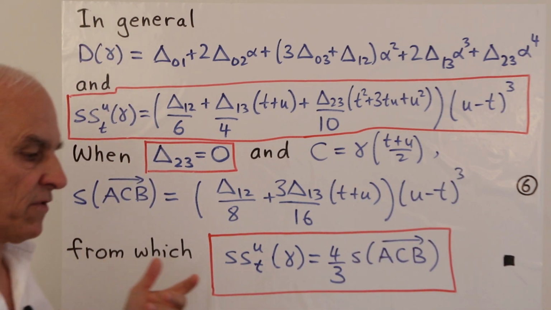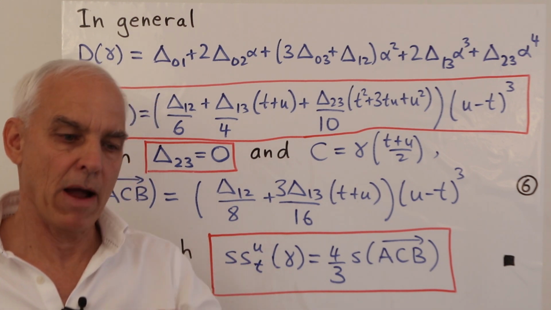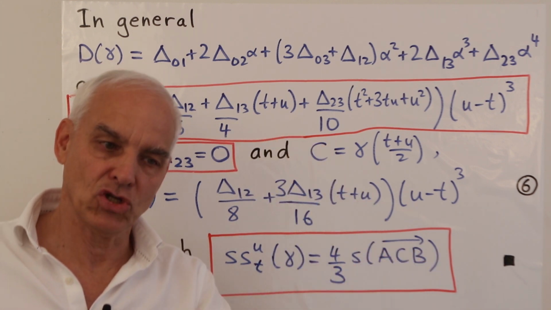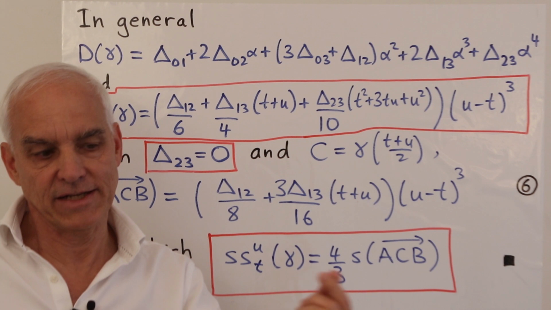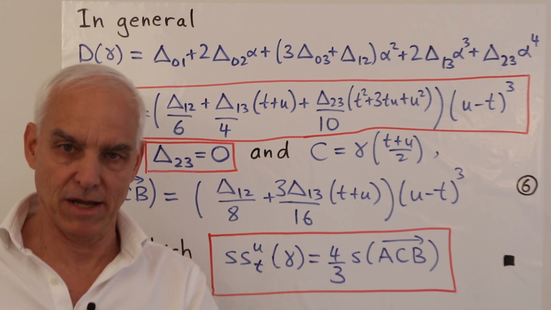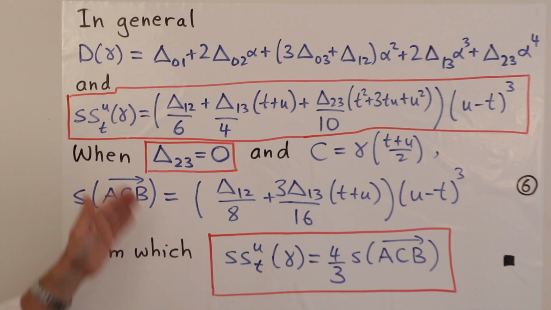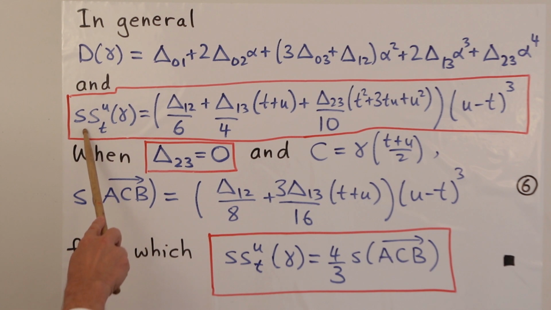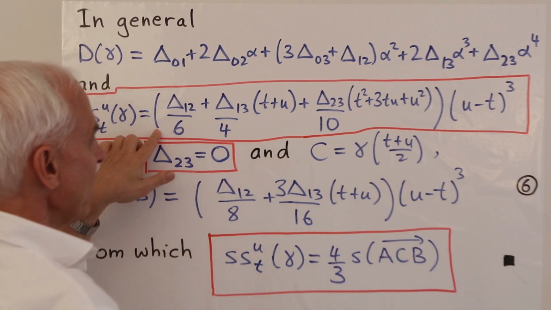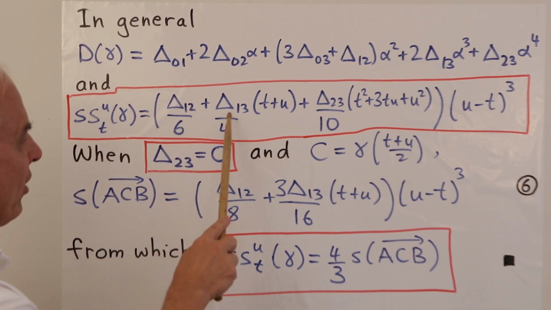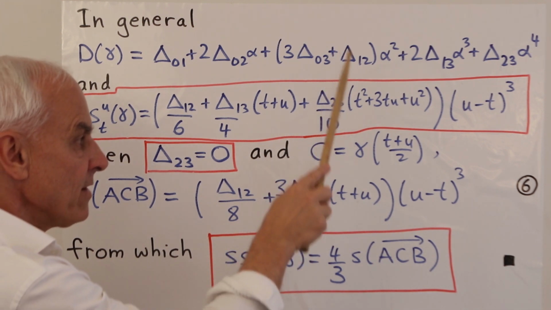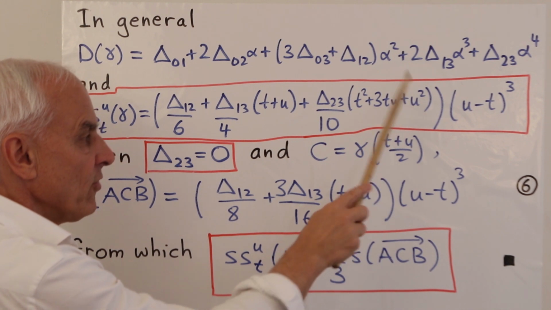And then we're in a position to find the signed slice area. So I remind you the signed slice area is obtained by taking the signed area of a segment and adding to it the signed area of the oriented segment coming back from the endpoint to the beginning. Okay. So we can work all of that out, and then we can simplify, and here is the formula for the signed slice area from t to u of gamma. So it's an expression times u minus t cubed, and in here is delta 1,2 over 6 plus delta 1,3 over 4 times t plus u plus delta 2,3 over 10 times t squared plus 3tu plus u squared.